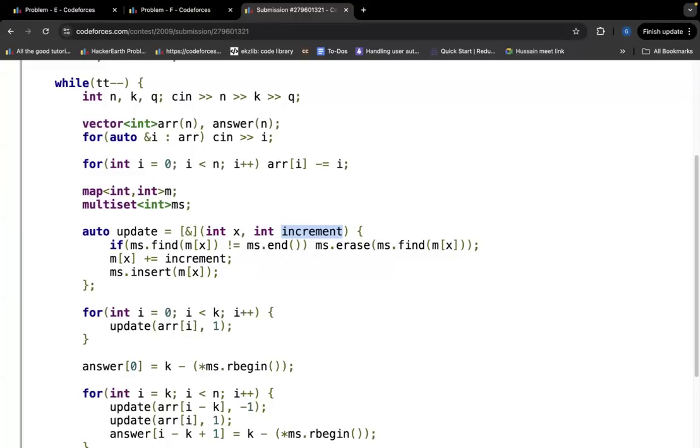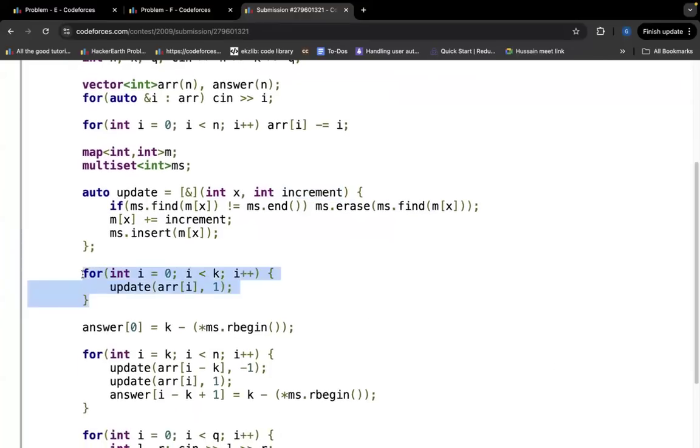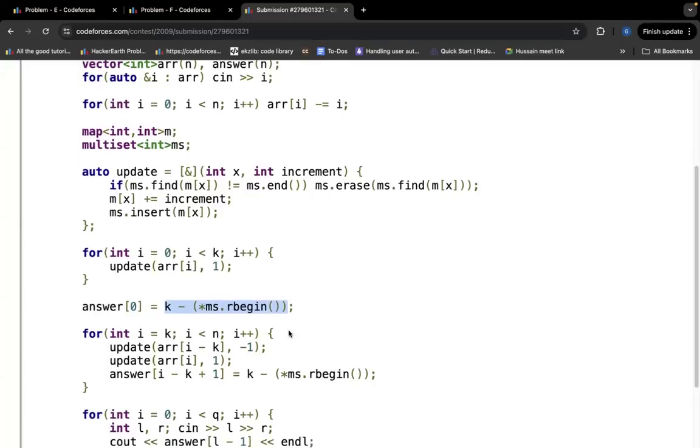So if the update function is indeed clear, then for all elements in range 0 to k minus 1, I just add it, basically initializing my multiset for the first k elements. And for my first answer, where my L is 0 and my R is 0 plus k minus 1, I'm storing my answer as k minus *ms.begin(). After that, I remove the (i minus k)th element. I add the ith element because I'm sliding the window, right? I remove an element, I add an element.